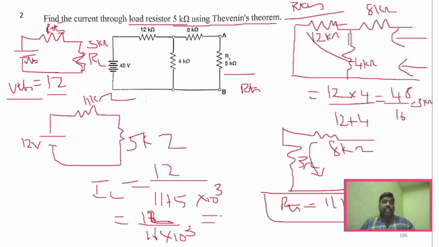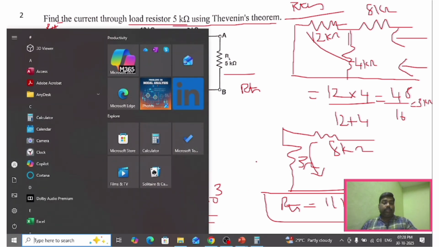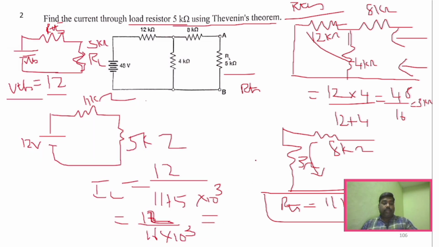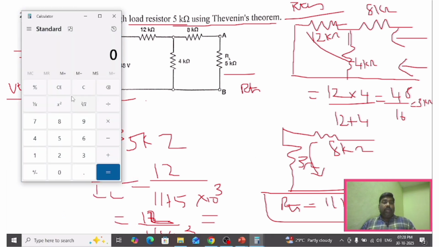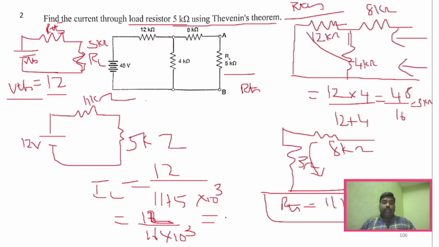So what is the answer you will get? We'll just check it out. It will be 12 divided by 16, so it will be 0.75, which means 0.75 milliamp. That is the correct answer, right? So you understand how we have solved this problem.